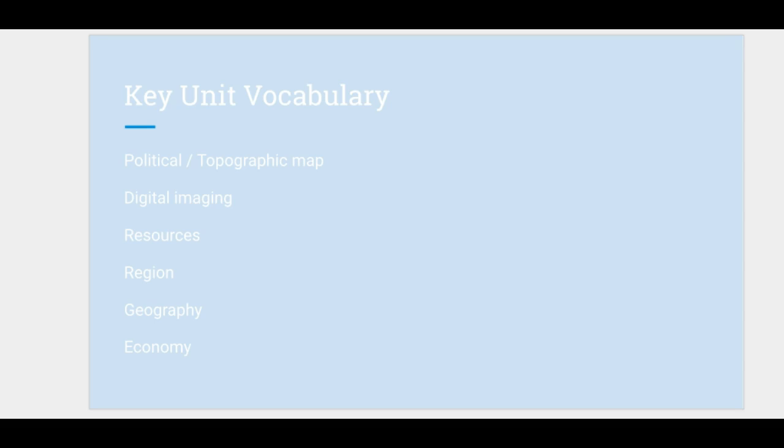Key unit vocabulary that you will run across throughout the unit. Keeping in mind that when you come across words that you don't know or that are new to you, it's always a good idea to start a vocabulary notebook, a vocabulary journal, and keep track of those new words and new learning to really make sure that you're understanding our topic.